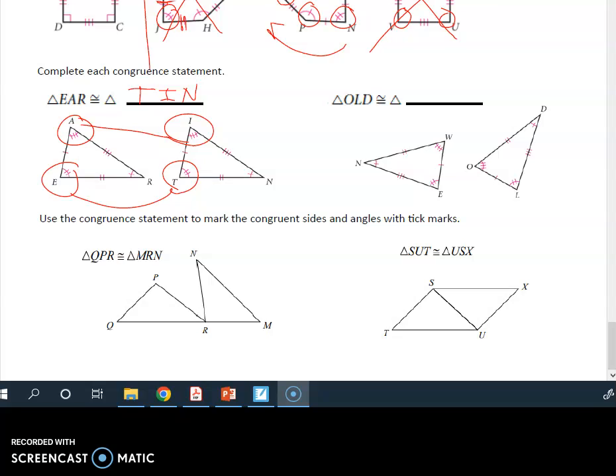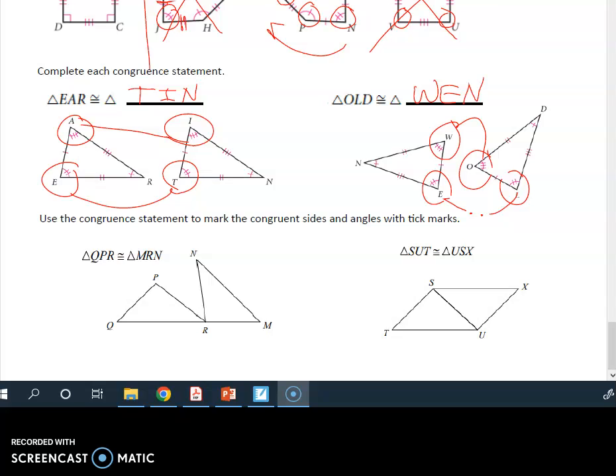So O is a triple, so O gets paired up with the triple, which is W. L is the second letter, which is the double, and E gets paired up with the E. And then the D and the N are both single tick mark angles, so they're the last letters.